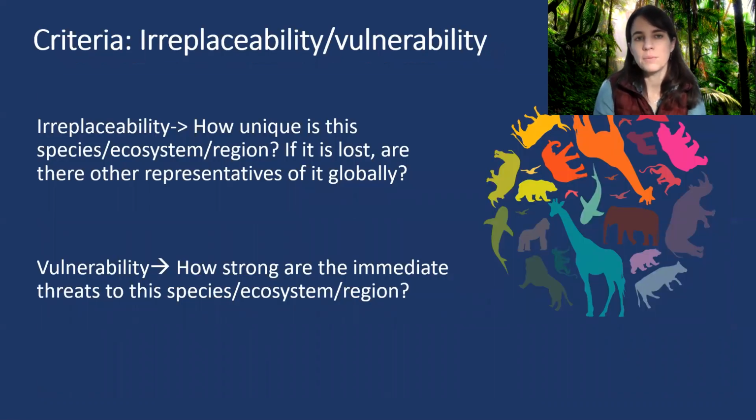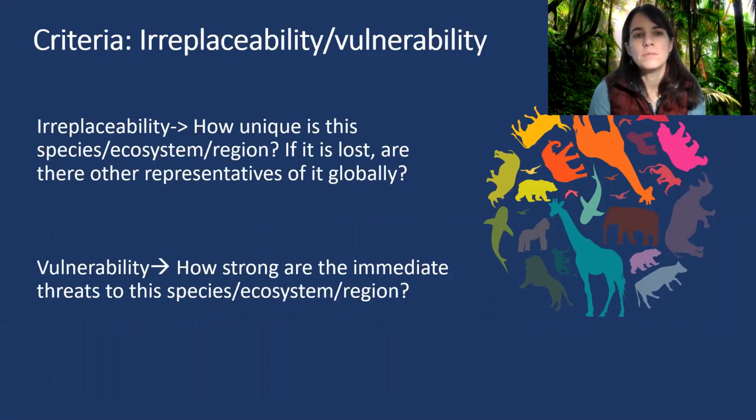Okay, so some other criteria that we haven't talked about up till now in the class are, what about criteria like your book talks about, your reading talks about irreplaceability or vulnerability? Those are two different criteria. So irreplaceability is how unique is this species or this ecosystem or this region. If we lose this spot, can we go elsewhere and find it on Earth? Is it still present elsewhere? And vulnerability is something different. Vulnerability is like, how strong are the immediate threats to the species, ecosystem, or region? So you could see how you could be ranked as irreplaceable, but not vulnerable.